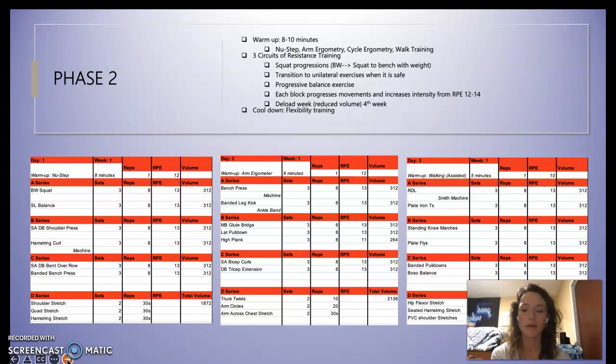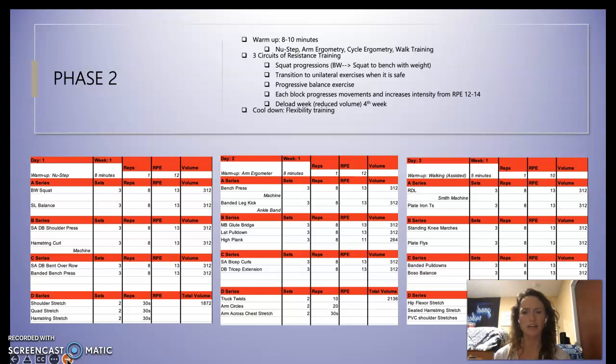And in his warm-up, they're now 8 to 10 minutes long, including new step, arm ergometry, progressing to cycle ergometry, and some walk training as well. And then we continue to see the squat progressions. He's now doing bodyweight squats without the bench, and this is going to help him do practical daily life things like getting on and off the toilet independently.